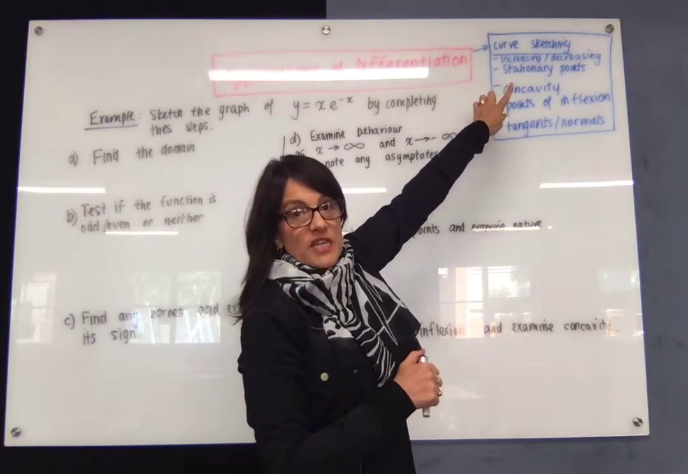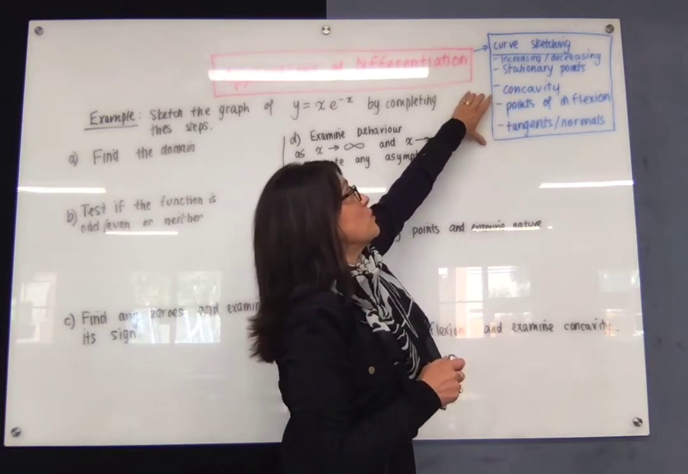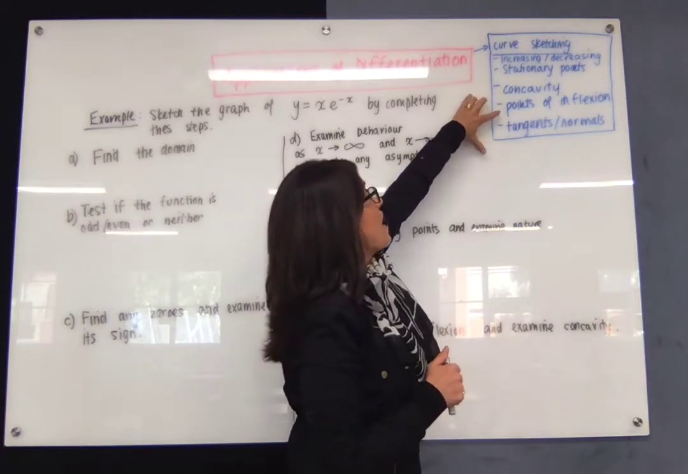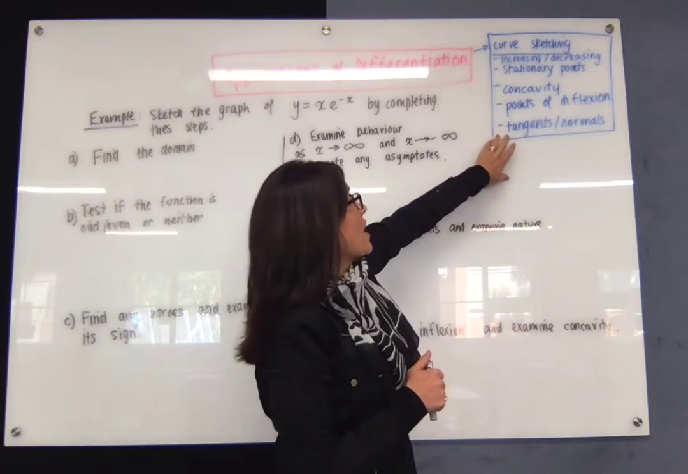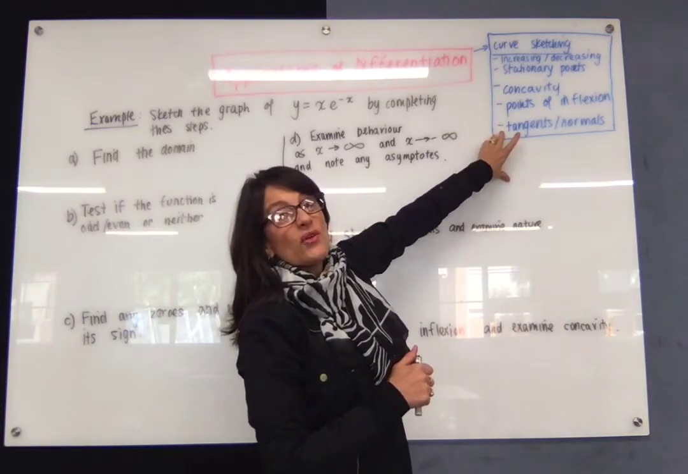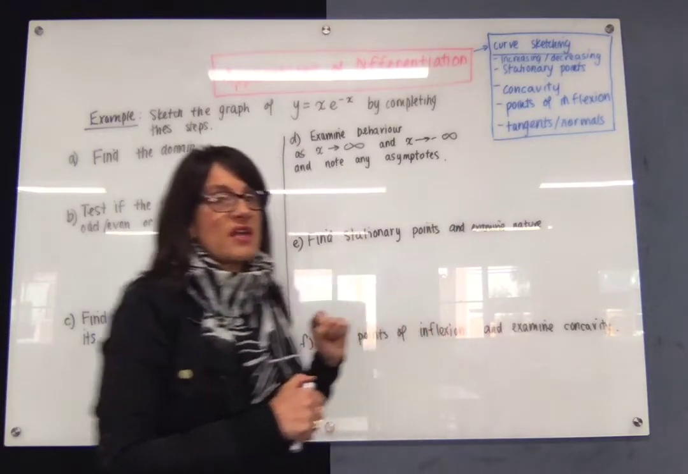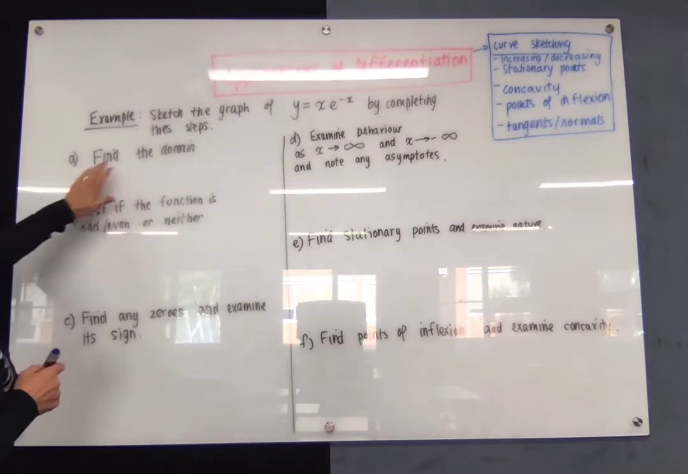We're going to find stationary points by solving the first derivative equal to 0. We're going to look at the concavity by exploring the second derivative, find points of inflection by solving the second derivative equal to 0, and we might also look at some applications where we're finding tangents and normals to the curve. So let's start with finding the domain of this function.